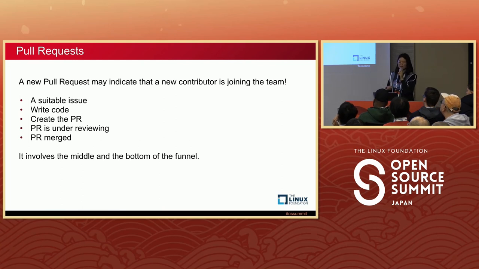So the process for a new contributor to contribute to our GitHub repo, our open source projects, is the following. First, the potential contributor will find a GitHub issue that is suitable for him or her, and then he or she will write the code and create the PR. After the PR is created, our maintainers will review it. It may take several days, and after everything is okay, the PR will be merged. Then we have a new contributor onboarding.